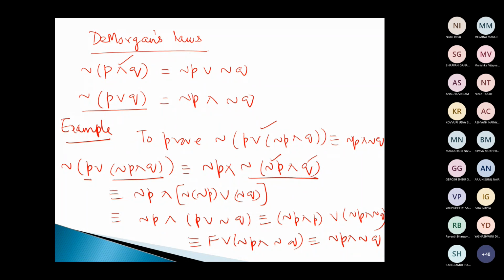Without using truth table, this is the way of proving. Whenever you are asked to prove without using truth table, you have to use all the available laws and then you can try to reduce it.